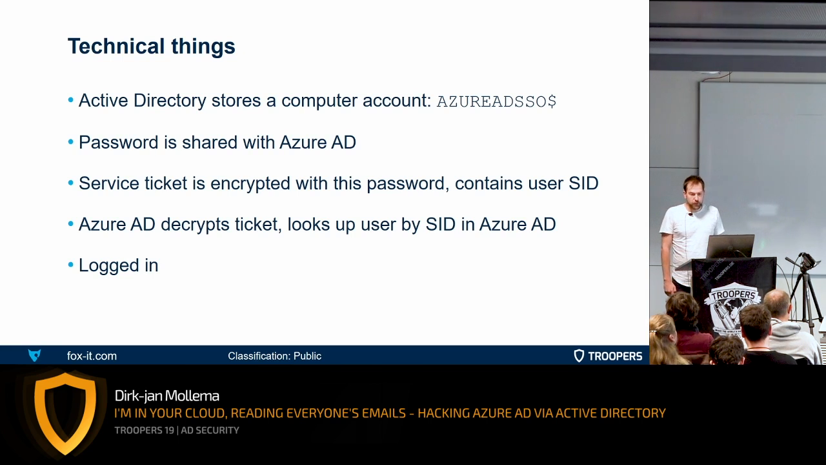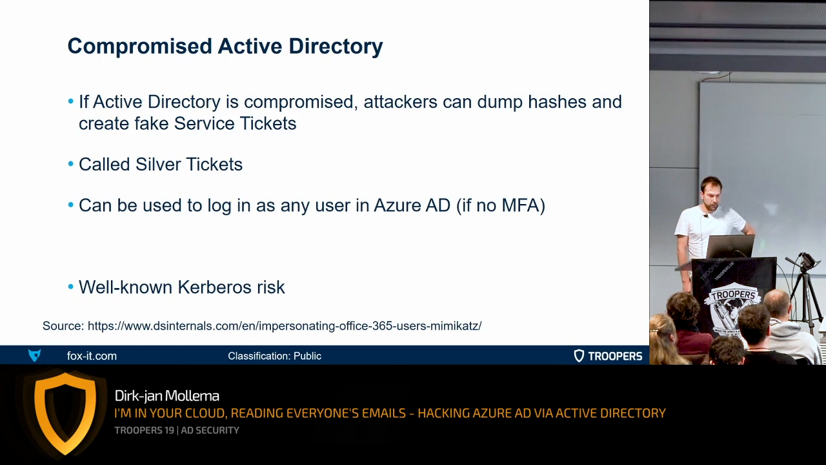But this introduces some risks. If your Active Directory is compromised, attackers can dump all the hashes and create golden tickets, silver tickets, all kinds of fake tickets, and that can be used to log in as any user in Azure AD if they don't have multi-factor authentication. Because seamless single sign-on is only a replacement for the password. It's not a second factor, it's only the first factor.